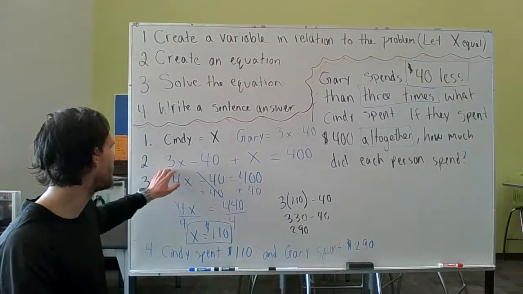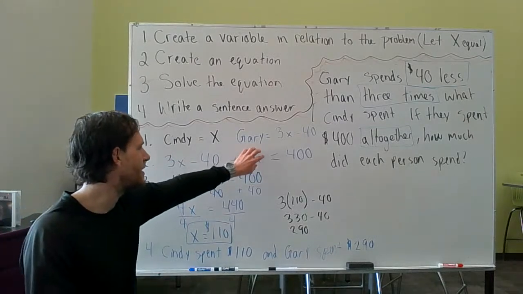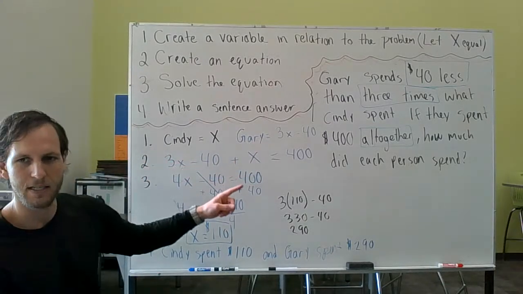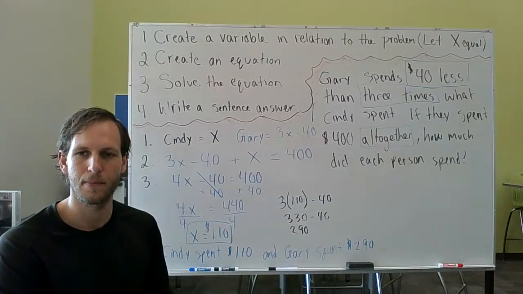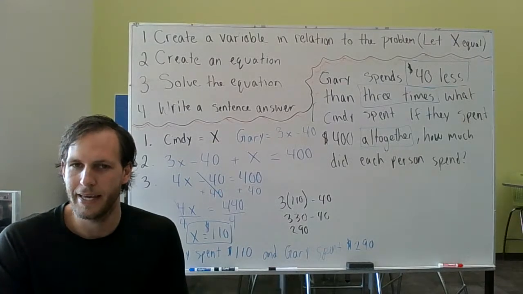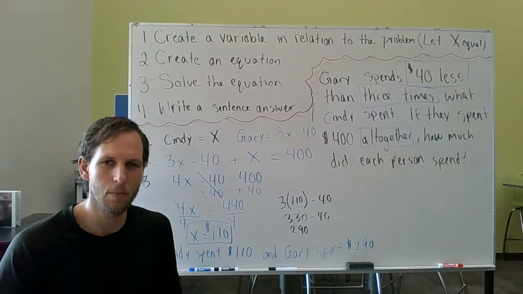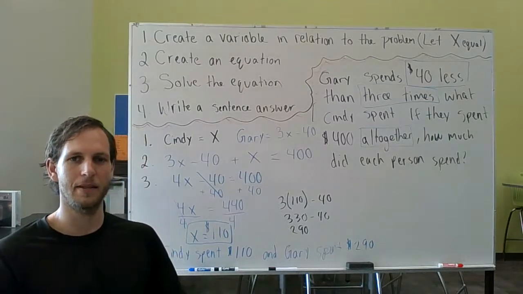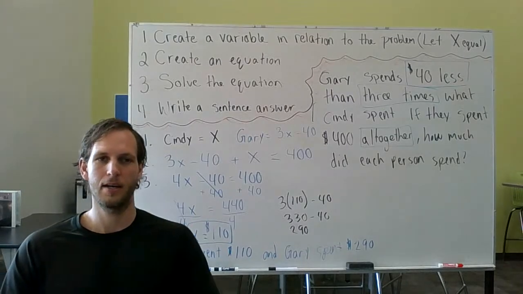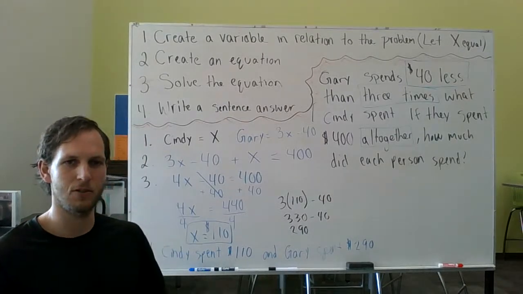3x plus x gives me 4x. Or I could have rewritten this as x plus 3x minus 40. That would be okay too. All right, so that is algebra word problems. I know there's more variations, but that's kind of the skeleton of how we need to solve them and some strategies for you.